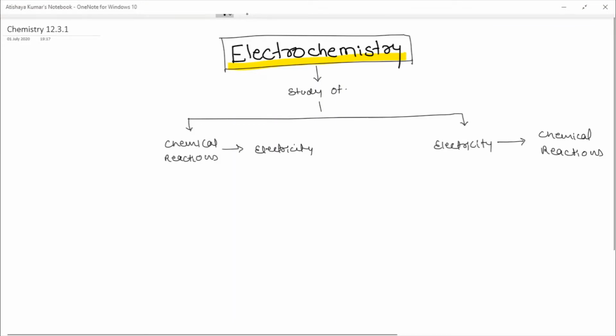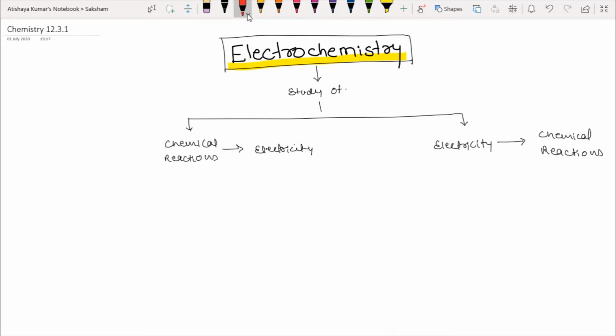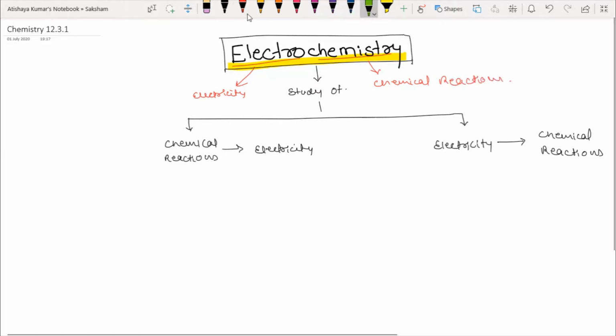Electrochemistry is basically derived from two words, that is electro and chemistry. Electro here refers to electricity and chemistry basically refers to chemical reaction. In this chapter, what we are going to study is chemical reactions arising out of electricity or electricity which is produced because of some chemical reaction.